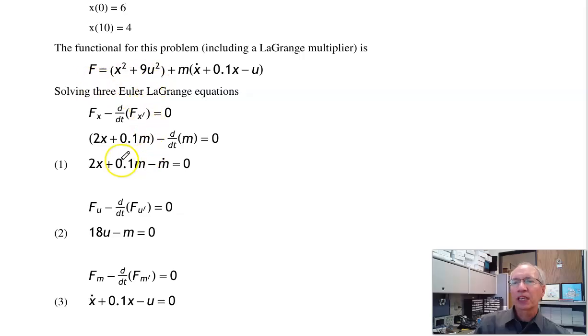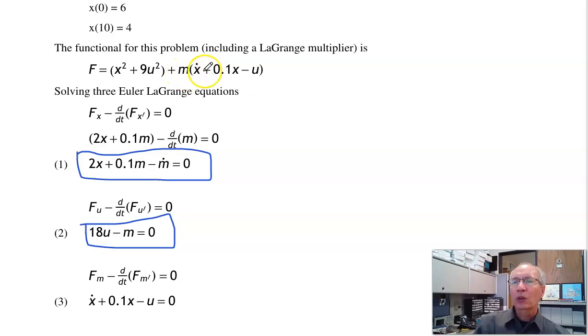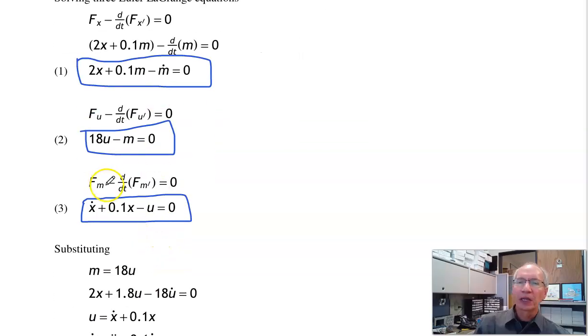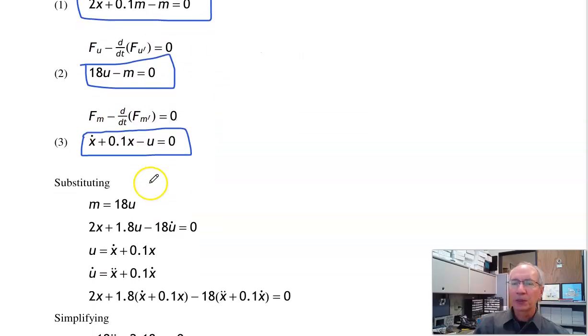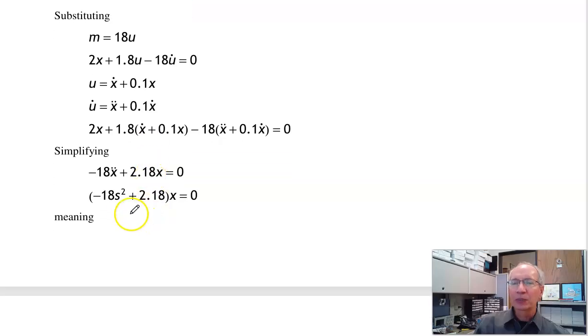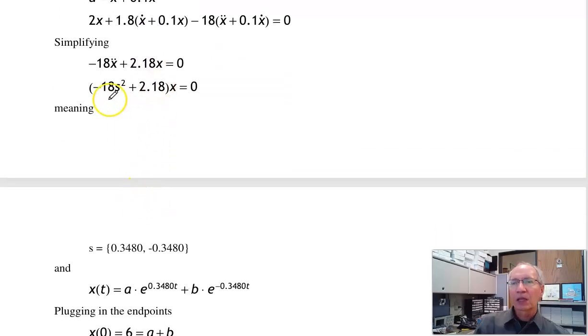Euler-Lagrange equation with respect to x gives me the first equation. Euler-Lagrange equation with respect to u gives me the second one. Euler-Lagrange equation with respect to m gives me the third one. I have to satisfy all three of these. Doing some algebra, substituting, multiplying it all out, I eventually wind up with minus 18s squared plus 2.18 equals 0, meaning s is plus minus 0.348.